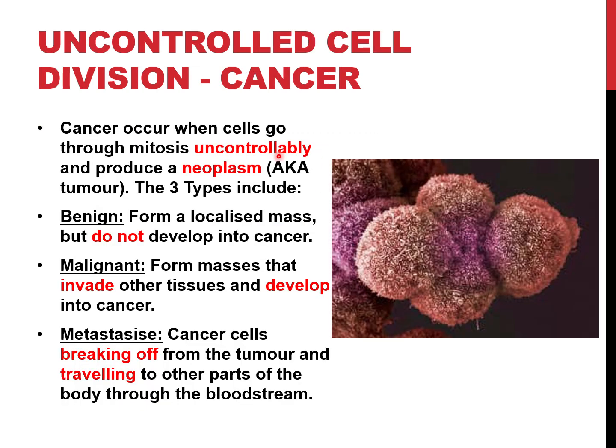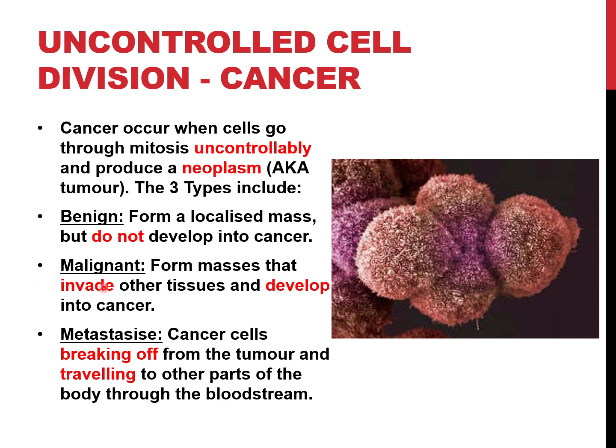So just going on cancer here. There are a few different types that you need to be aware of. Essentially, it is uncontrolled cell division. That's what cancer really is. And it's really tumors of that uncontrolled cell division. We call those neoplasms. They can be classed as two different things, and this is more Year 11 content, so be aware of that. Benign, so they form a mass but do not develop into cancer. So that's just your regular tumors. Or malignant. So they form masses that invade other tissues and develop into cancer.